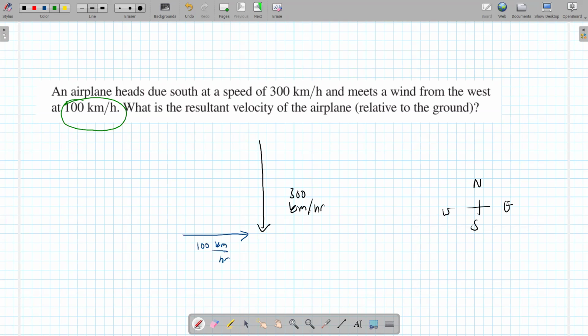Which layer of the atmosphere does a plane fly on?